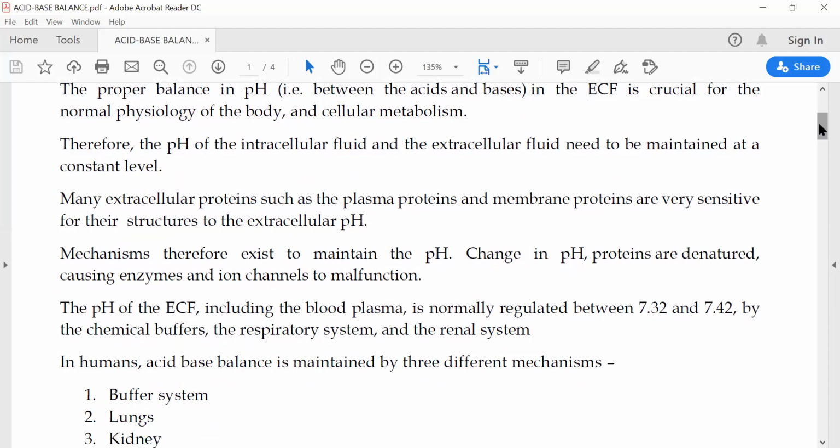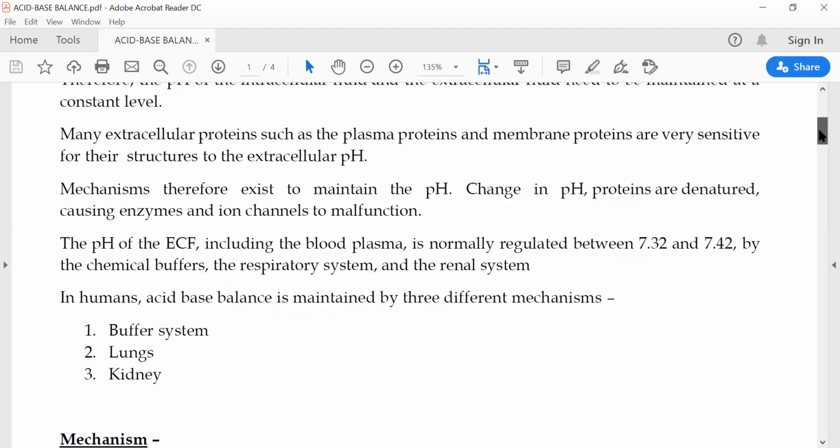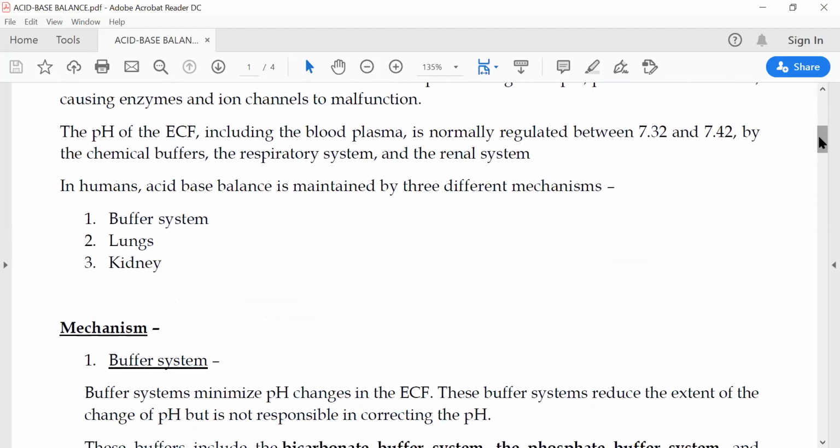The pH of blood is usually between 7.3 and 7.4. So this particular pH is crucial for all these metabolic and physiological activities to occur. So the blood should always maintain this particular pH, which is between 7.3 and 7.4. Now let us discuss each of these mechanisms in detail.